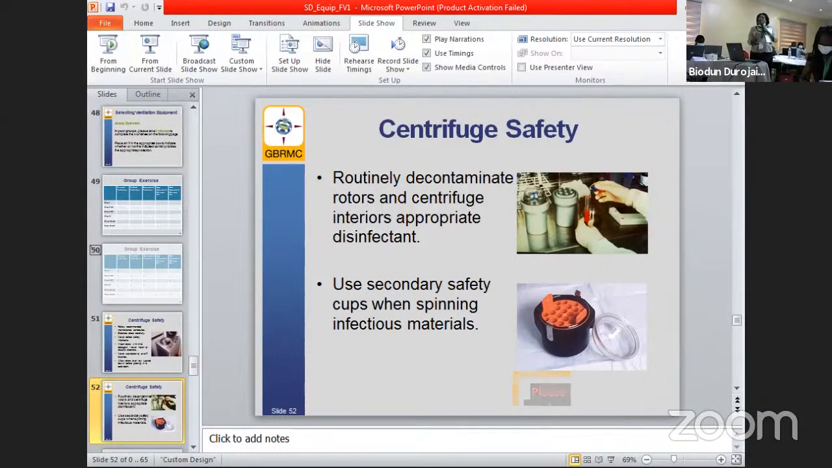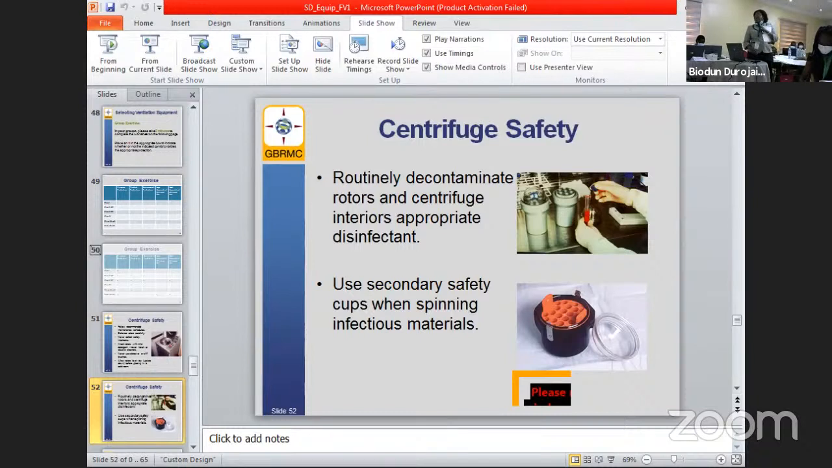Then use secondary safety cups. You can see the secondary safety cup now, to cover in case of spillages, in case of splashes, when spinning infectious materials. And when you're spinning and it stops, you give it some time to stop completely before you open.